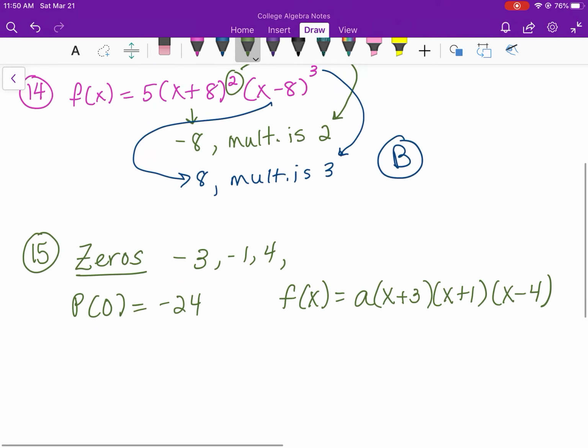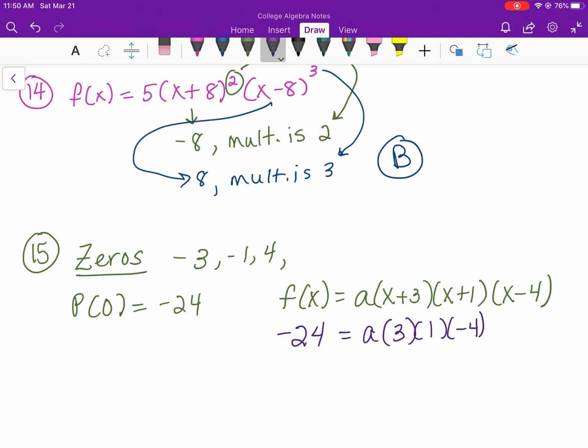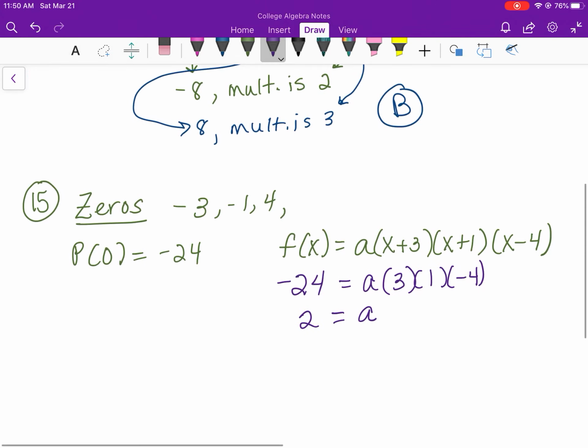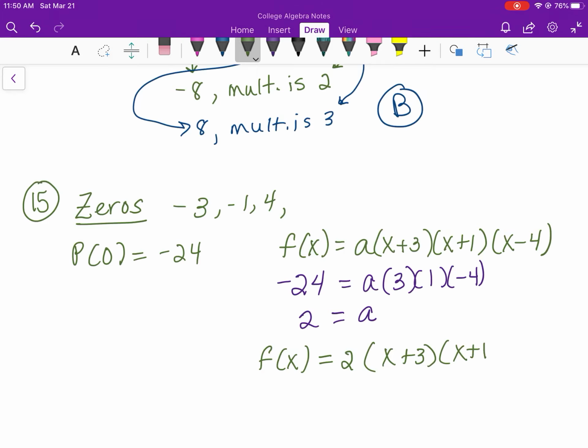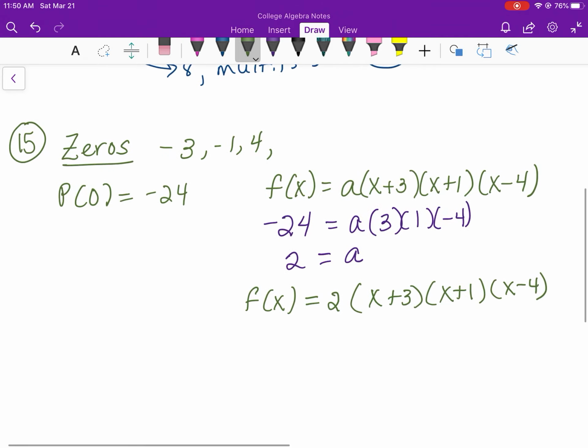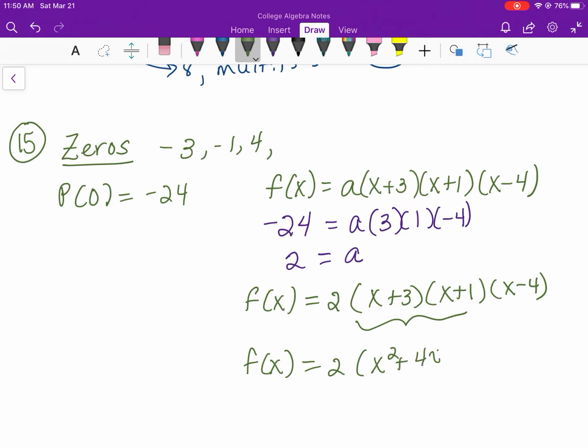Okay, and then let's go ahead and find that A value so we don't forget about it. So our y is negative 24, our x is 0. So that's going to be negative 12 divided into negative 24. That means our a will be 2. Okay, so now we know that we have f of x equals 2 times x plus 3, x plus 1, and x minus 4. I'm going to go ahead and multiply these two together first. And then multiply by x minus 4.